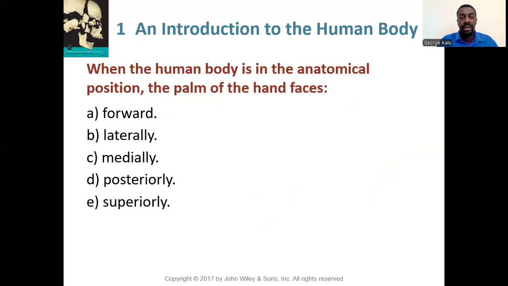Okay. Next question. So when the human body is in anatomical position, the palm of the hand faces A, forward, B, laterally, C, medially, D, posteriorly, or E, superiorly. So the answer to this would be forward, and I will let you guys try to figure out what directional term that refers to. So forward hand would be what directional term? Think about that. We'll talk about it on Monday.